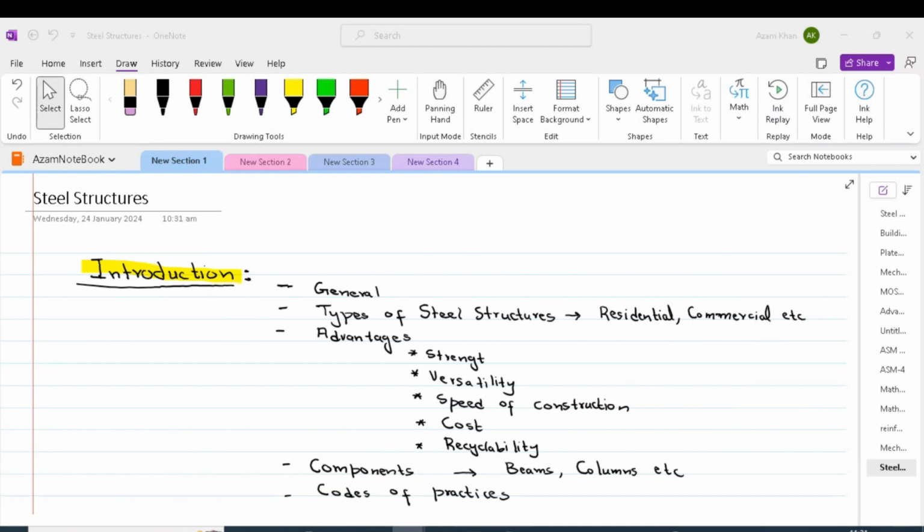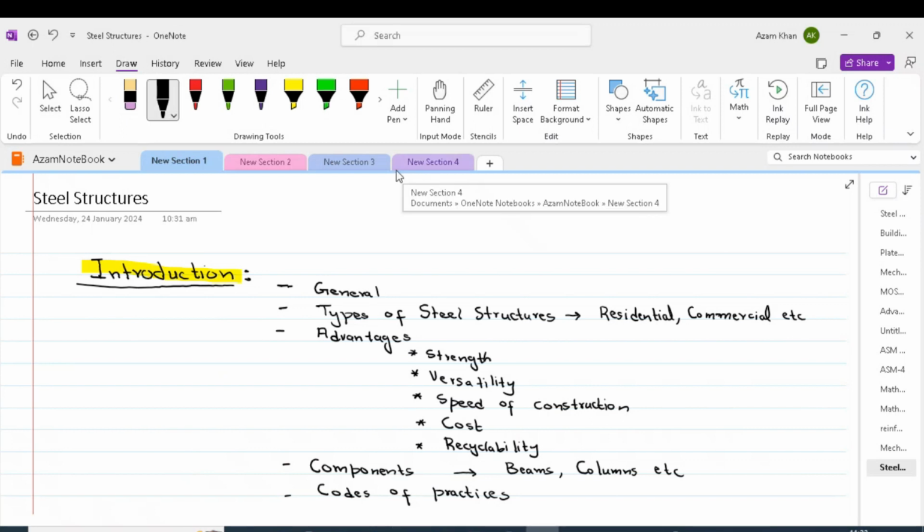Now, let us briefly discuss advantages of steel structures. Steel has a high strength to weight ratio, making it suitable for structures that need to support heavy loads. It is also durable and resistant to many environmental factors. The second advantage of steel is its versatility. Steel can be shaped and fabricated into various forms, allowing for a wide range of architectural designs and applications. Another advantage of steel is its speed of construction compared to concrete structures. Steel structures can be erected quickly, reducing construction time and associated costs.